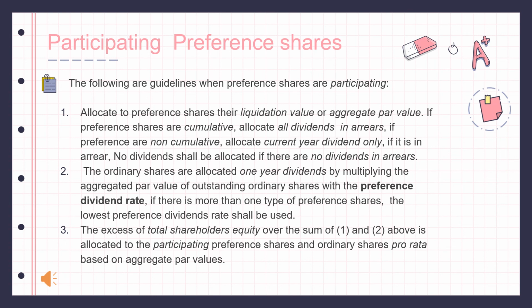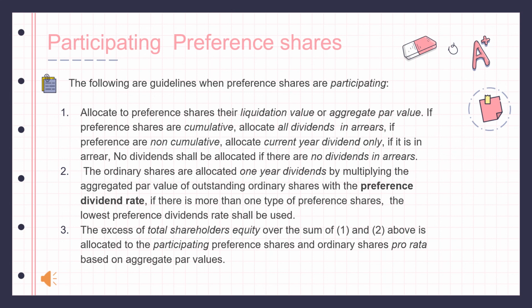Participating preference shares. So when preference shares are participating, the excess of total shareholders equity over the allocated amounts to preference shares and ordinary shares is allocated to both participating preference shares and ordinary shares pro rata based on aggregate par value. So number 1, allocate to preference shares their liquidation value or aggregate par value. If preference shares are cumulative, allocate all dividends in arrear. If preference are non-cumulative, allocate current year dividend only if it is in arrear. Next, no dividend shall be allocated if there are no dividends in arrear.